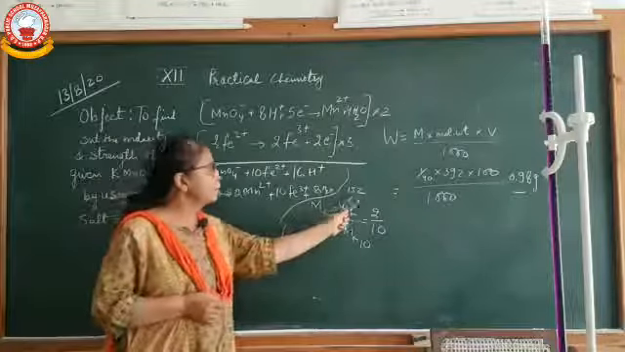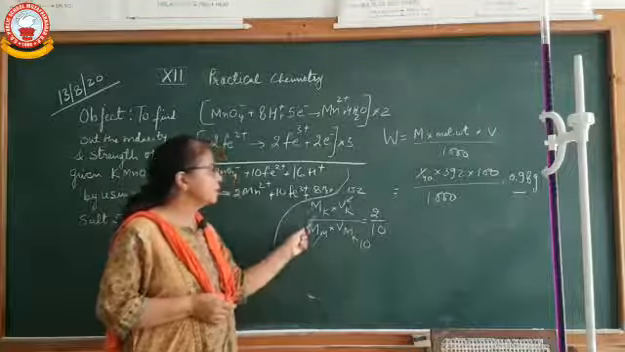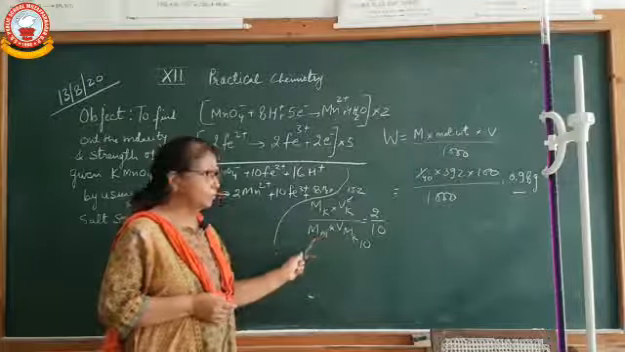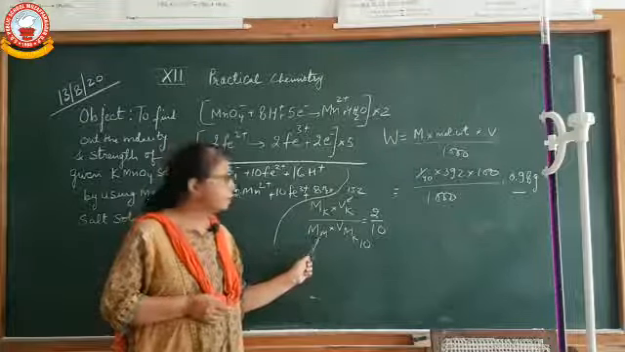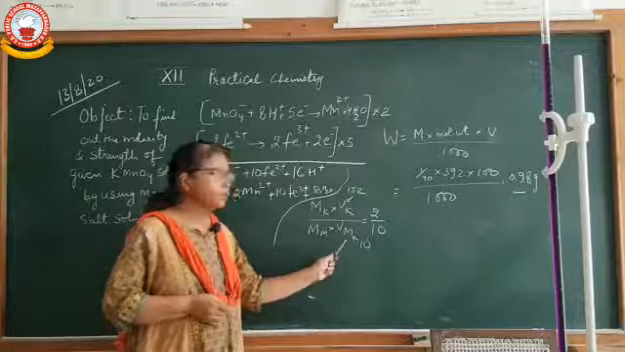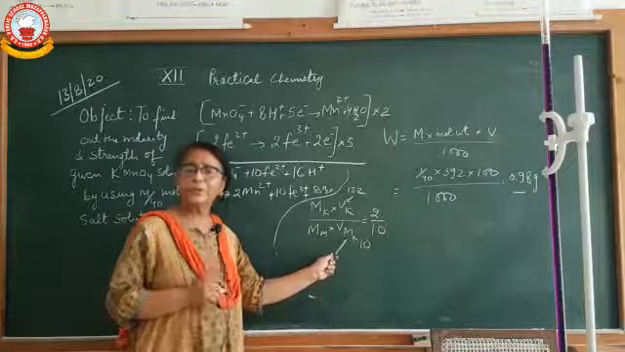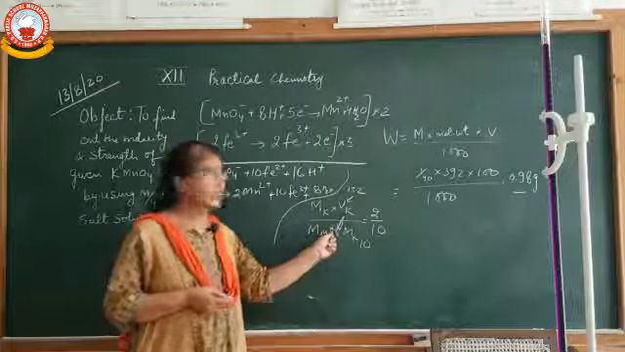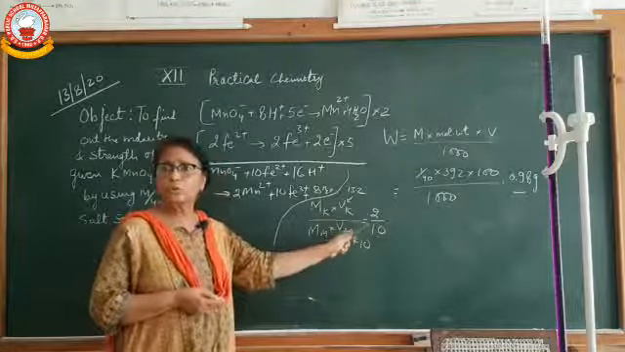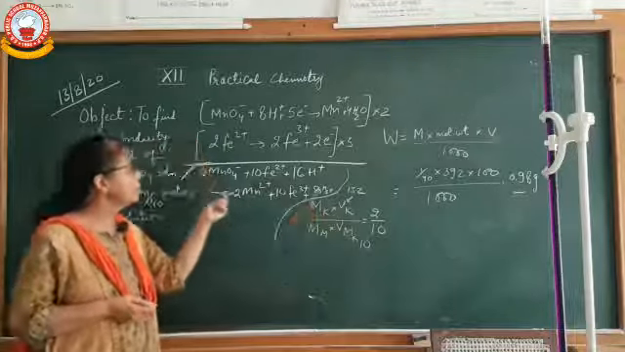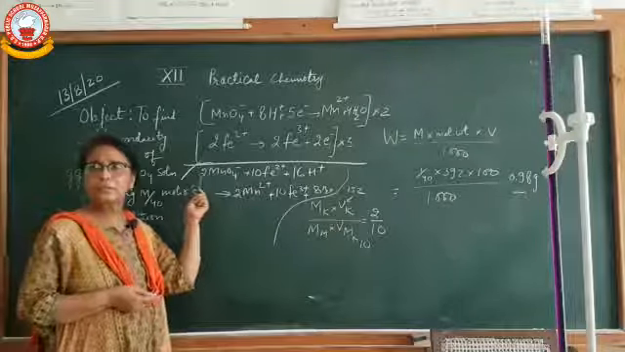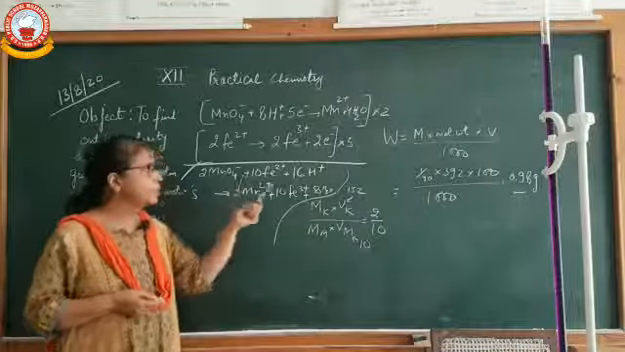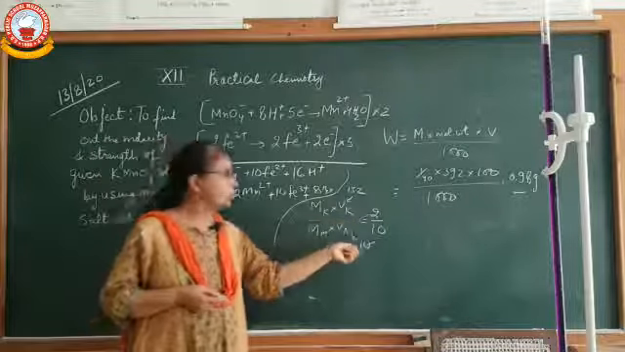And this will be the formula used, that is molarity of KMnO4 into volume of KMnO4 upon molarity of Mohr salt and volume of Mohr salt. Wherever capital M is written, that is Mohr salt, wherever K is written, that is for KMnO4. And this ratio 2/10 comes from this equation, that is 2 molecules of KMnO4, 10 molecules of Mohr salt are present, therefore the ratio 2/10.